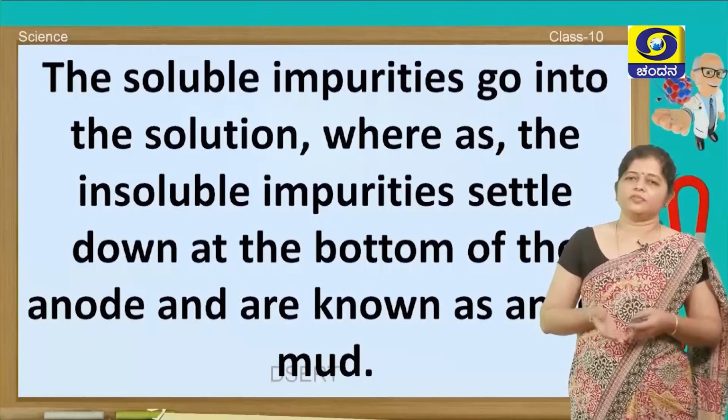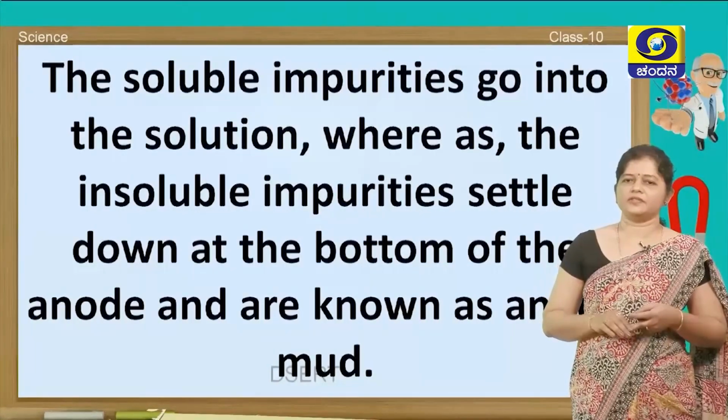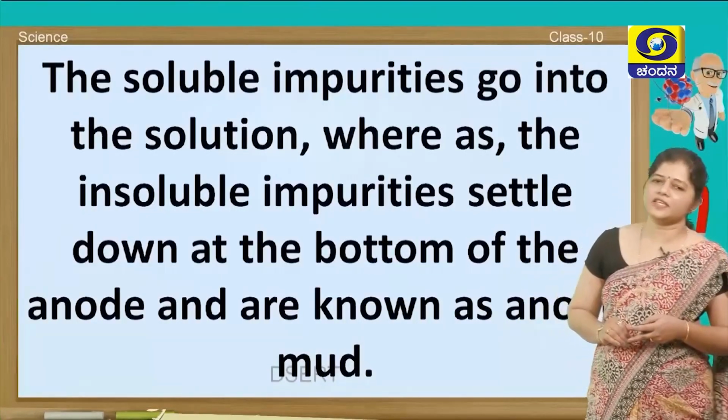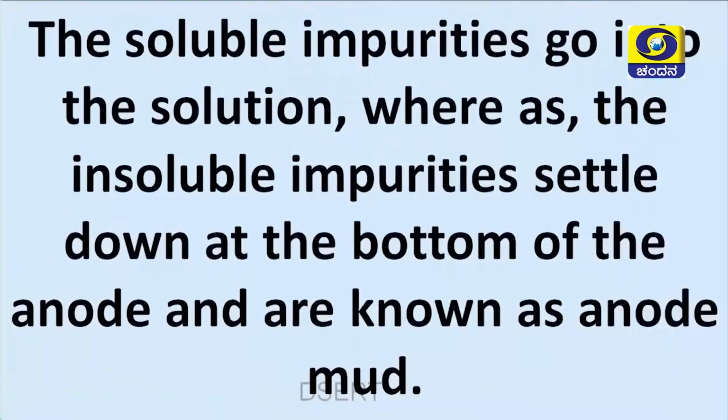Now, the soluble impurities go into the solution, whereas the insoluble impurities settle down at the bottom of the anode, and they are known as anode mud, and they can be easily removed from that solution.